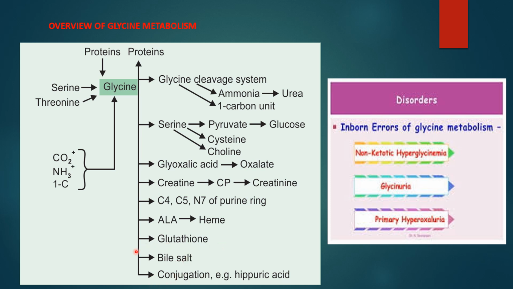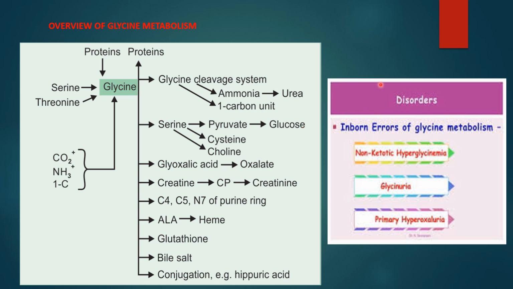Then it is important for synthesis of bile salts. Cholic acid can be converted into glycocholic acid by a simple conjugation reaction. Then it can conjugate with benzoic acid, leading to the formation of hippuric acid. This is how it scavenges benzoic acid from the system.